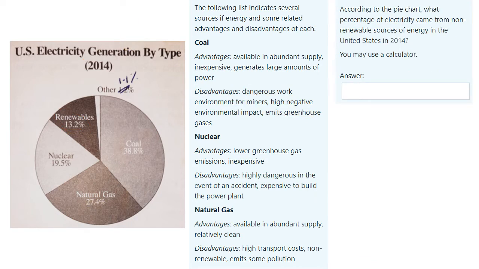According to the pie chart, what percentage of electricity came from non-renewable sources of energy? Non-renewable sources of energy. So this is percentages. So we want to know non-renewable. So if we have 100 and then we subtract renewable, what we have left will be the non-renewable.